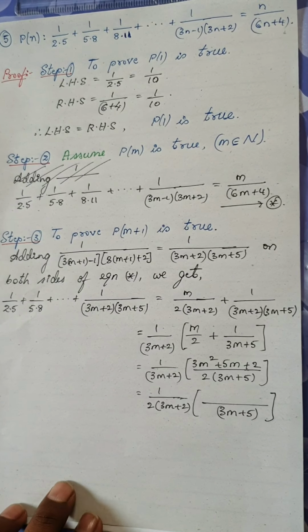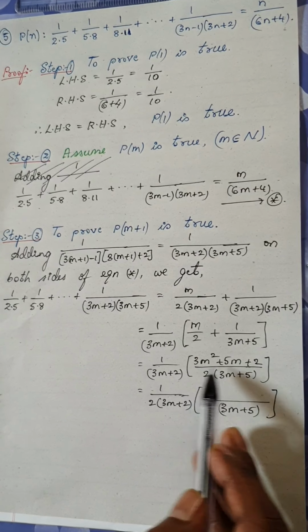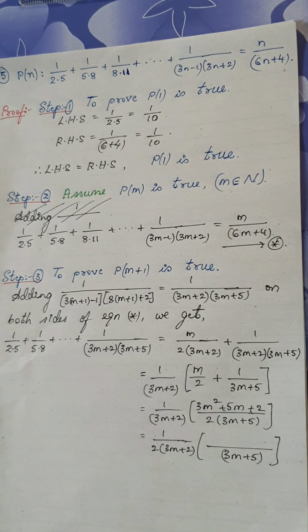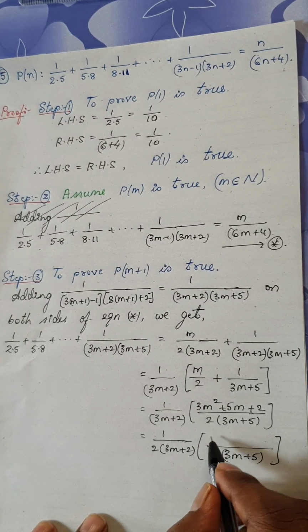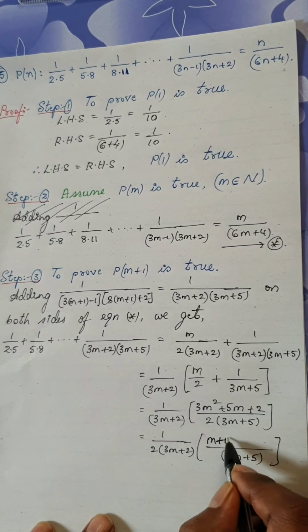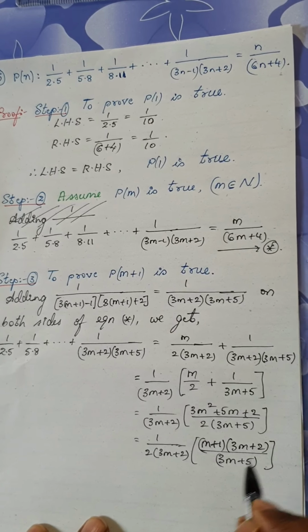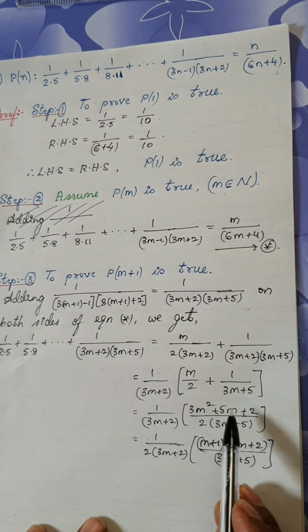Now I will leave this for you as homework. You can factorize this using factorization. If you factorize the numerator, it's up to you, I will leave it for you. You will get (m plus 1) into (3m plus 2). So this is the term you are going to get after factorization.